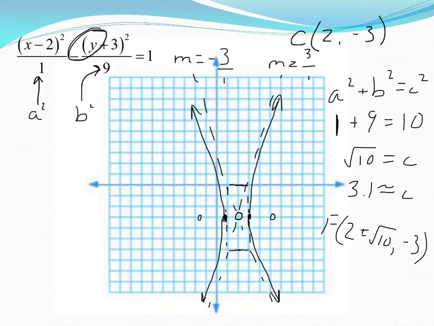Now we've completed all parts of graphing the hyperbola. We've shown the center point, the vertices, the two parts of the hyperbola, the slopes of both asymptotes, and the focal points.